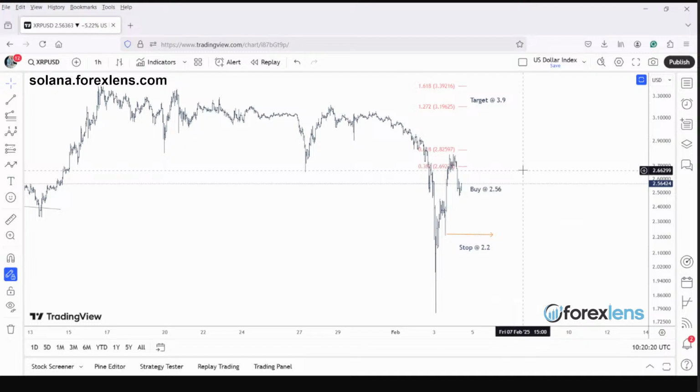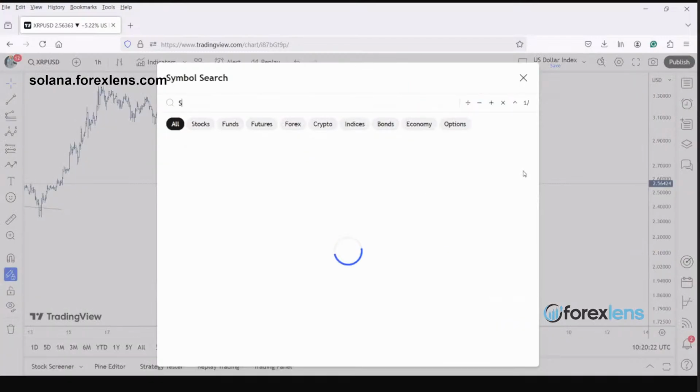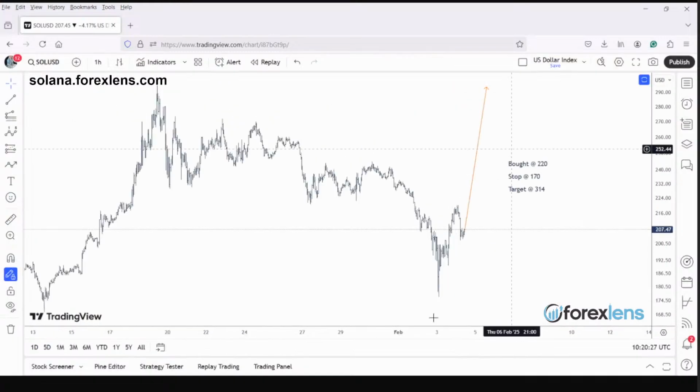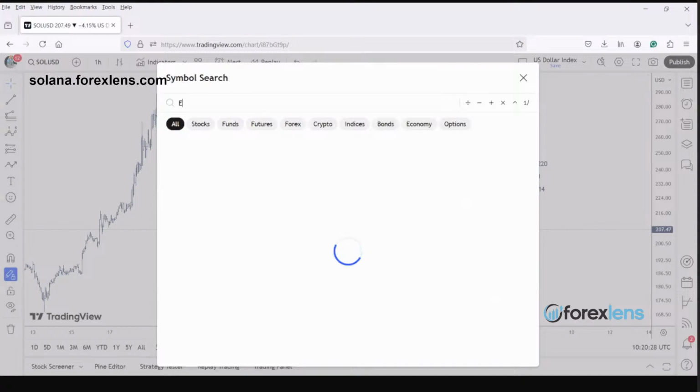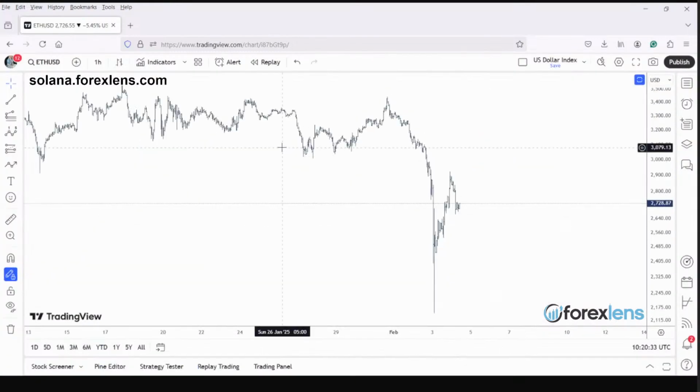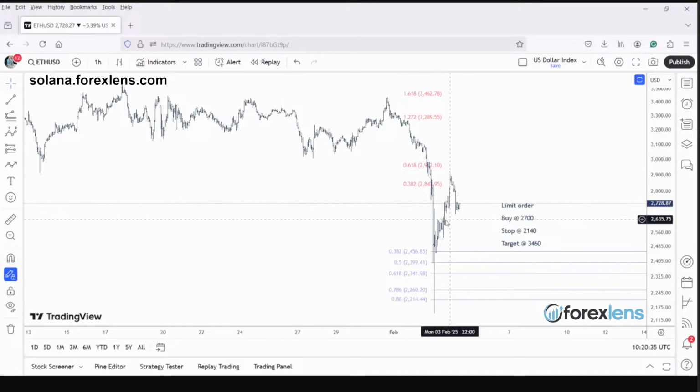So we've got Ripple, third wave. We got Solana, third wave. There you go. And then let's see what Ethereum is doing. Ethereum is also maybe the same scenario. Not exactly, but looks like a similar one, right? It could also be termed as wave four, actually, if not three, and then corrective decline.